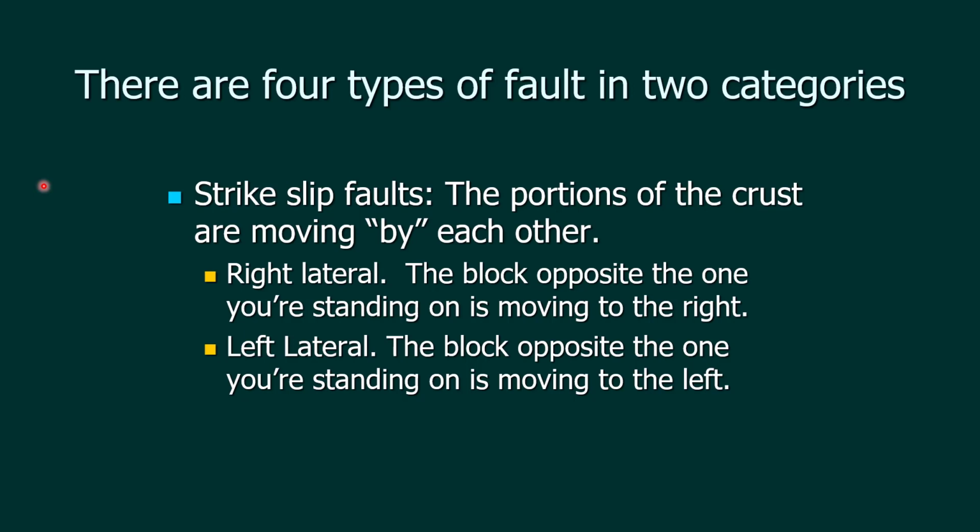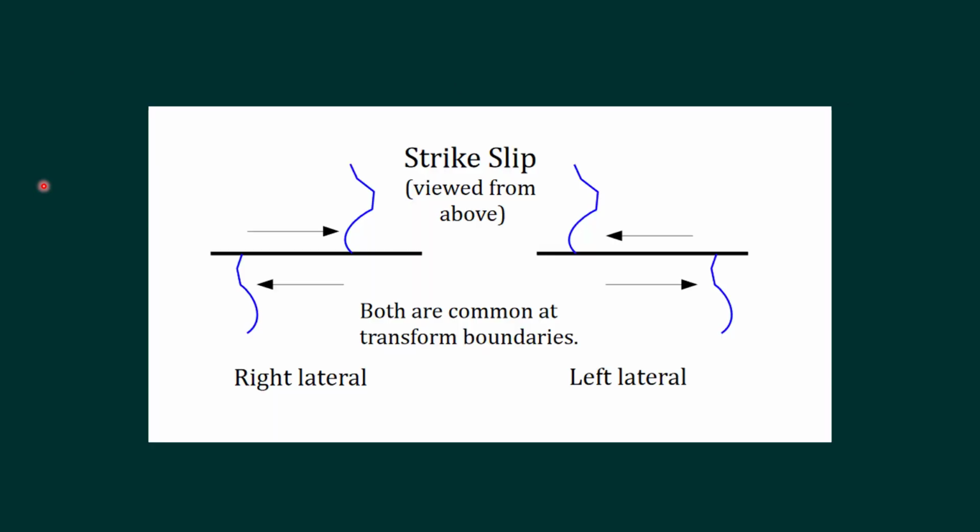The way you tell the difference is you ask yourself, if I'm standing on one side of the fault, so let's say I'm standing here, and I look across the fault. I've got a fault running through here, and a little river here, cut by the fault and displaced by the fault. So I ask myself, if I'm standing here and I look across the fault, what direction do I need to look to see the feature? If I'm standing here and I'm looking this way, I have to look to my right. Right lateral.